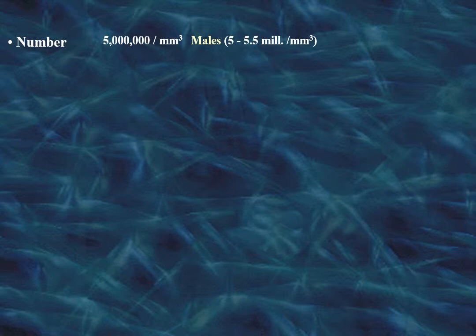Number. The average number of RBCs is 5 millions per cubic millimeter. In males, the number is greater than in females. However, it ranges in males from 5 to 5.5 millions per cubic millimeter, while in females it ranges between 4.5 to 5 millions per cubic millimeter. The lesser amount of blood in females is due to several factors: the monthly loss of blood during the menstrual cycle and other hormonal factors.